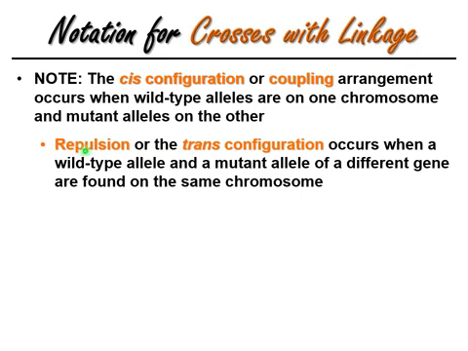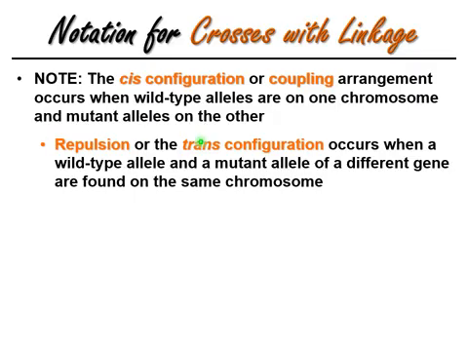Repulsion is the term that you'll see more often when dealing with, for example, on a previous slide, we had a capital A, lowercase b. Let's call capital A the wild type allele of that gene, and the lowercase b the mutant allele of the B gene. That would be an example of repulsion.